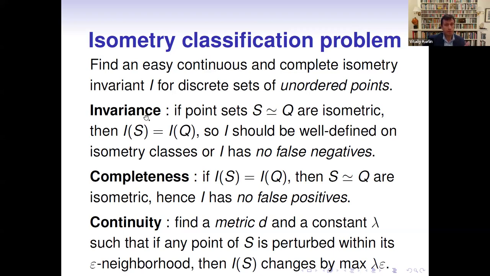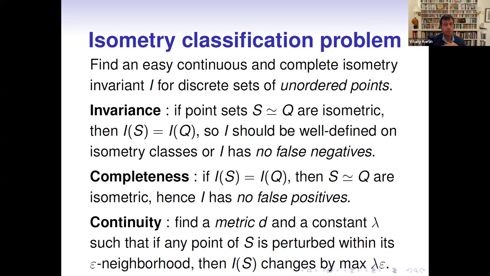These conditions were already presented previously, so I'll only summarize. Invariance is important to distinguish objects. Completeness is much harder, and it is the opposite condition: if our invariant takes the same value, then the underlying objects should be equivalent. So an isometry invariant is complete if the same value logically implies that the underlying crystals are isometric.